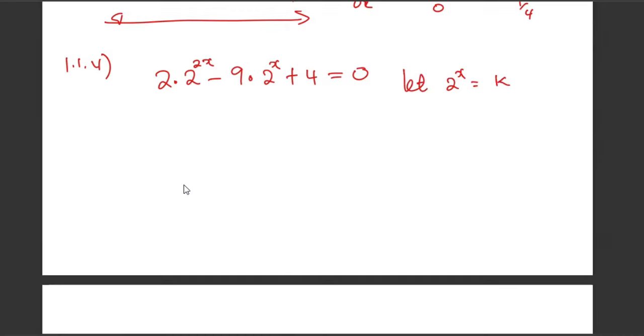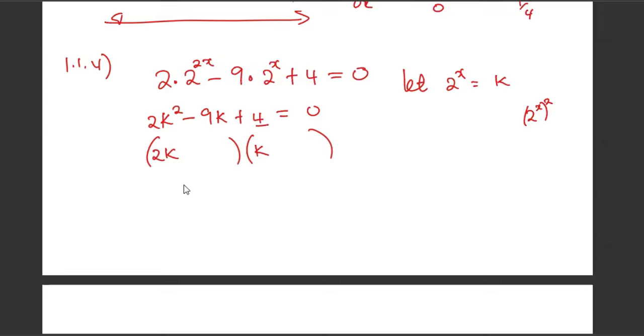So we know that 2 to the 2x is the same as 2 to the x, but then squared. So it's going to be 2k squared minus 9k plus 4 is equal to 0. Then if we factor this out to look for the values of k, I'll use the brackets. So if this is 2k and this is k, what do I multiply to give me 4? And then I'm going to have a 9, meaning that I can put a 4 here and then I put a 1 there. And I use negatives because negatives are going to give me a positive. When I open up, the sum is going to be negative.